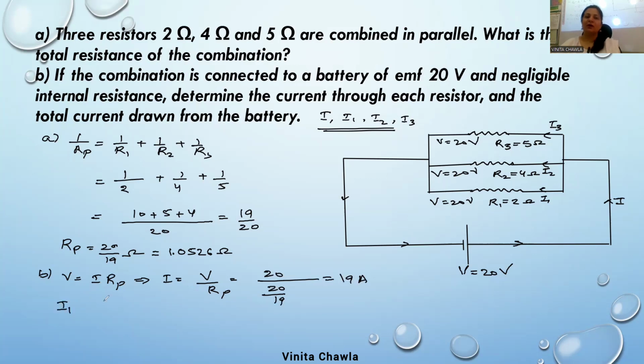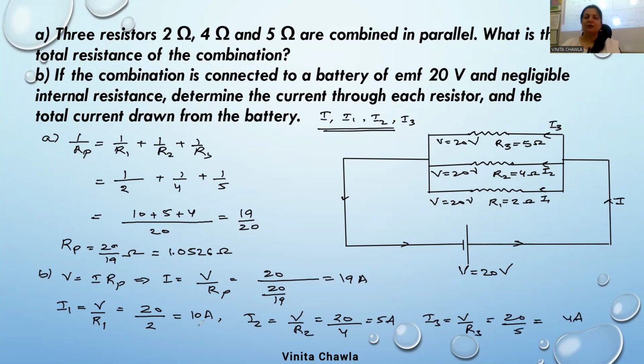Now we will find I1. The current through the first branch is V by R1. Change the resistor's value: it's 20 and R1 is 2, so the current through the first branch is 10 ampere. Similarly, the current through the second branch is V by R2. V is 20 and R2 is 4, so it's 5 ampere. The current through the third branch is V by R3, 20 upon 5, it's 4 ampere. When you add 10 ampere, 5 ampere and 4 ampere, you get the net current, which is 19. So we get the same answer.